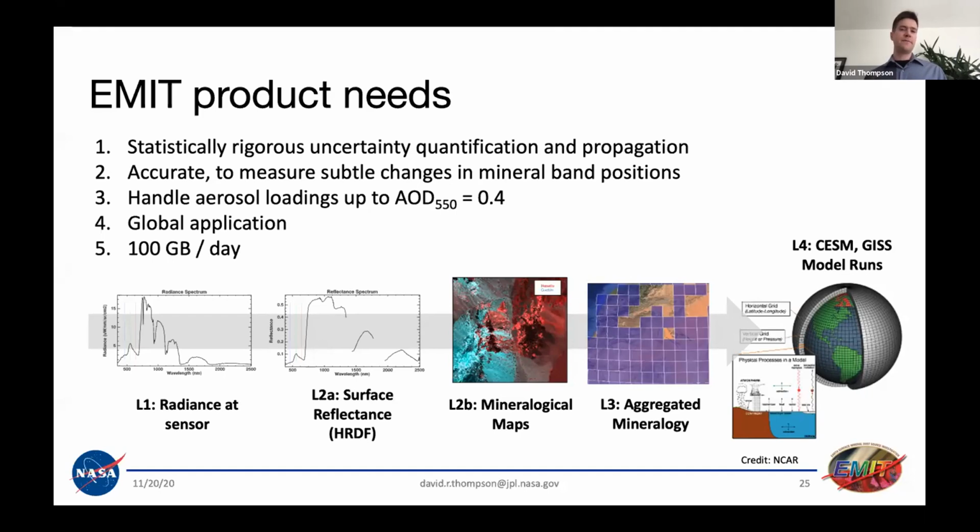So in figuring out what algorithms we want to use for each of these steps, our requirements were pretty simple. We wanted something that enabled statistically rigorous uncertainty quantification and propagation throughout this whole chain. And EMIT is rather progressive in that respect. I think that we are committed to distributing uncertainties at every product level. We want it, of course, to be accurate, to handle the challenging atmospheres that we will encounter over parts of the Sahara, where you regularly get aerosol loadings up to about 0.4. And we need the algorithms to run fast enough to keep up with the data rates, which are expected to be about 100 gigabytes per day.